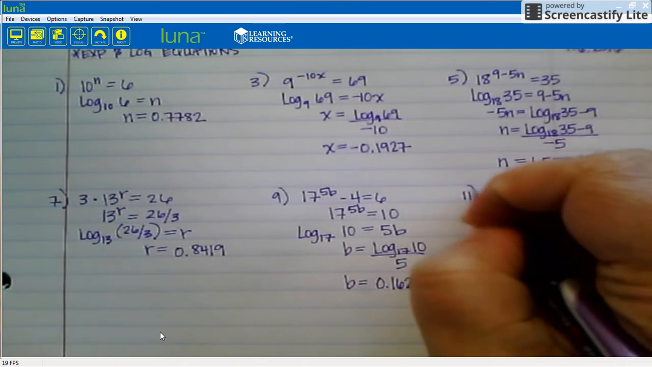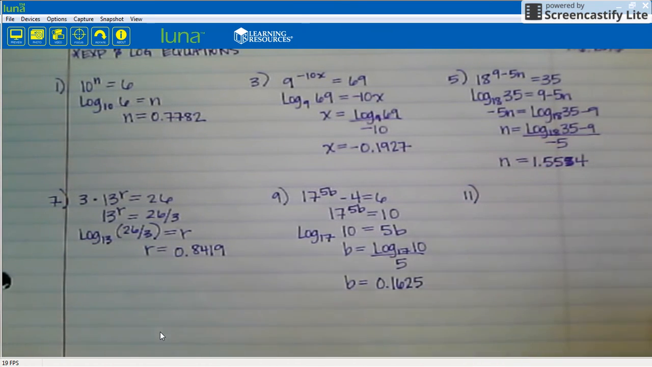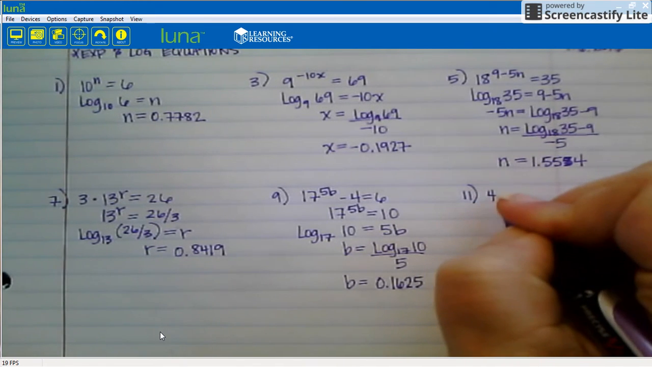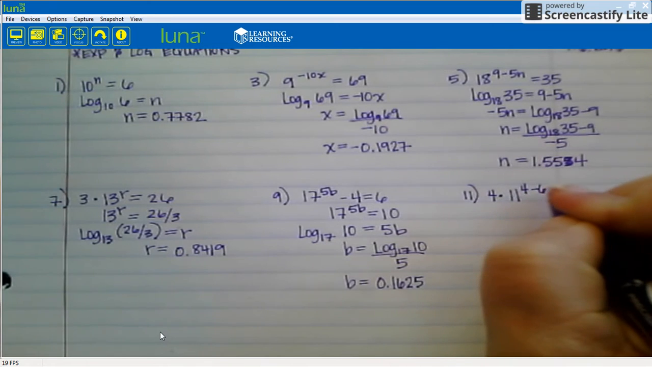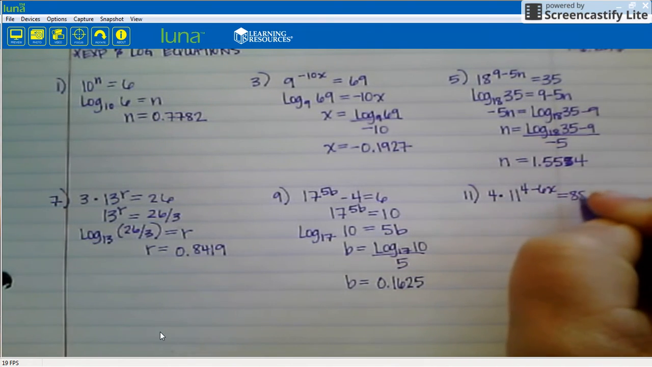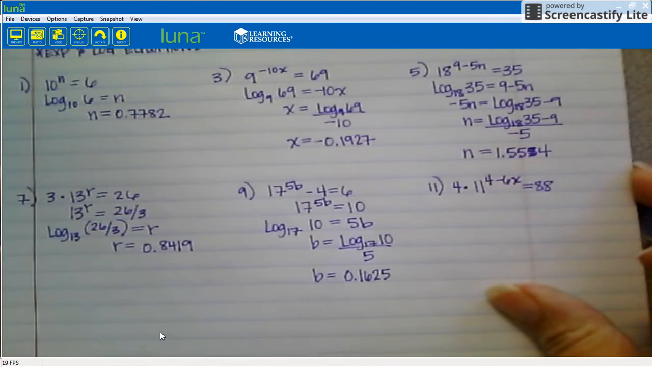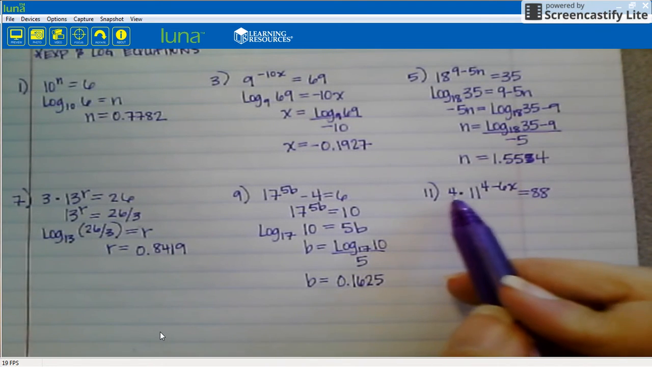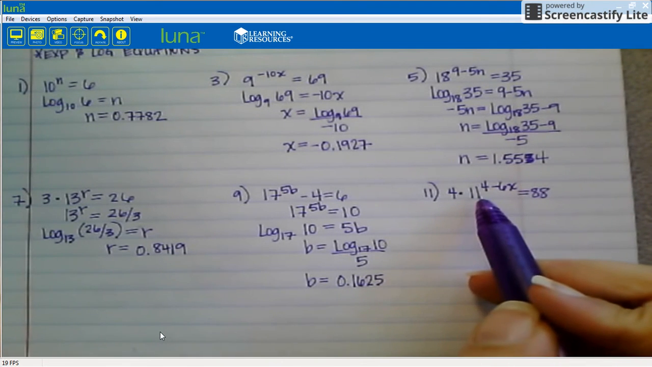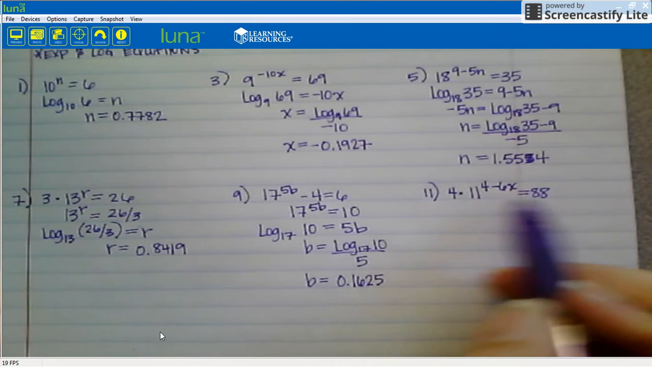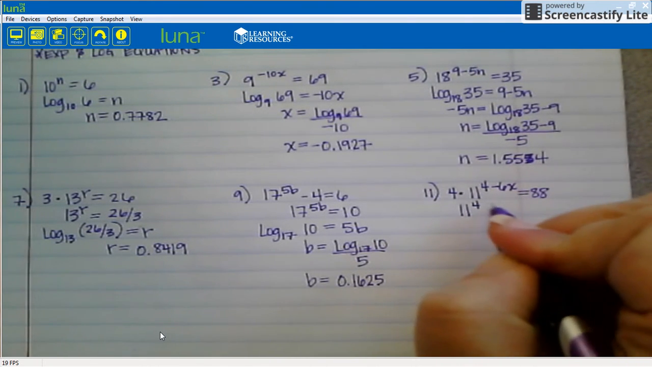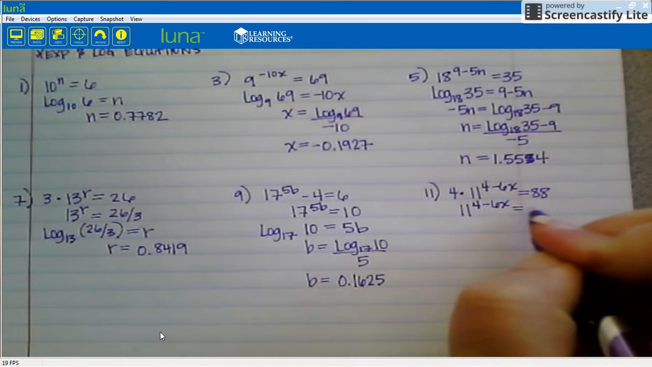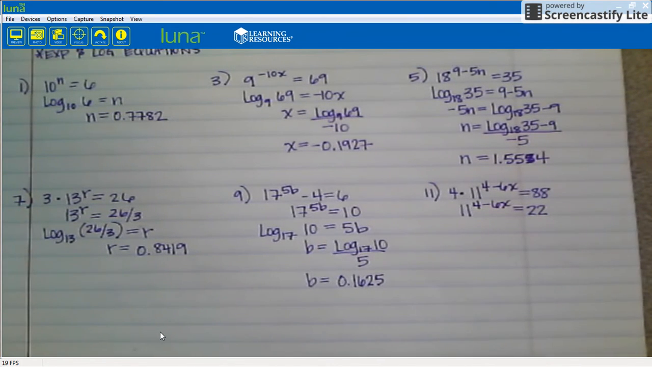For number 11, we have 4 times 11 raised to the power of 4 minus 6x equals 88. So the very first thing I need to do is get rid of this 4, and I can't just multiply it by the 11. So I'm going to divide both sides by 4. And this is going to give me 11 to the 4 minus 6x power is equal to 22.